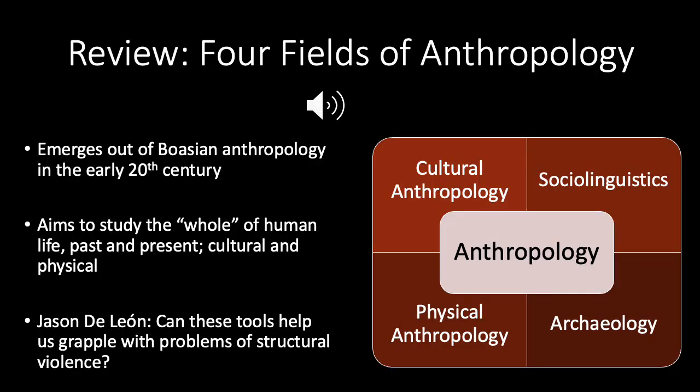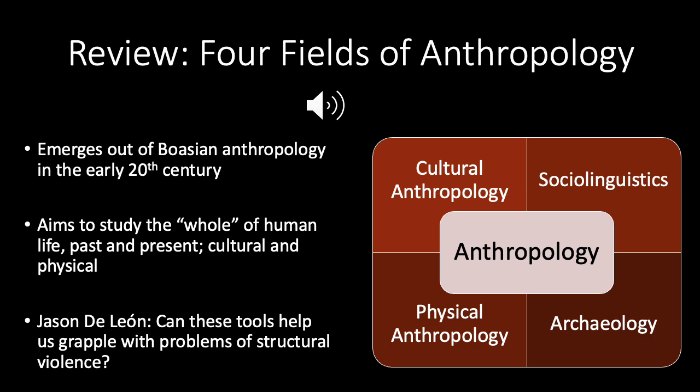Now, the reason why I assigned this book, and I think this is a really excellent book for a 101 class, is because Jason DeLeon is going to use all four fields of anthropology. And he's going to say, how do the different subfields of anthropology help us understand how structural violence operates on the border? So, as a quick refresher, this model of the four fields of anthropology emerges out of Boasian anthropology in the early 20th century. And the goal was to study the quote-unquote whole of human life, past and present, cultural and physical, etc., etc.